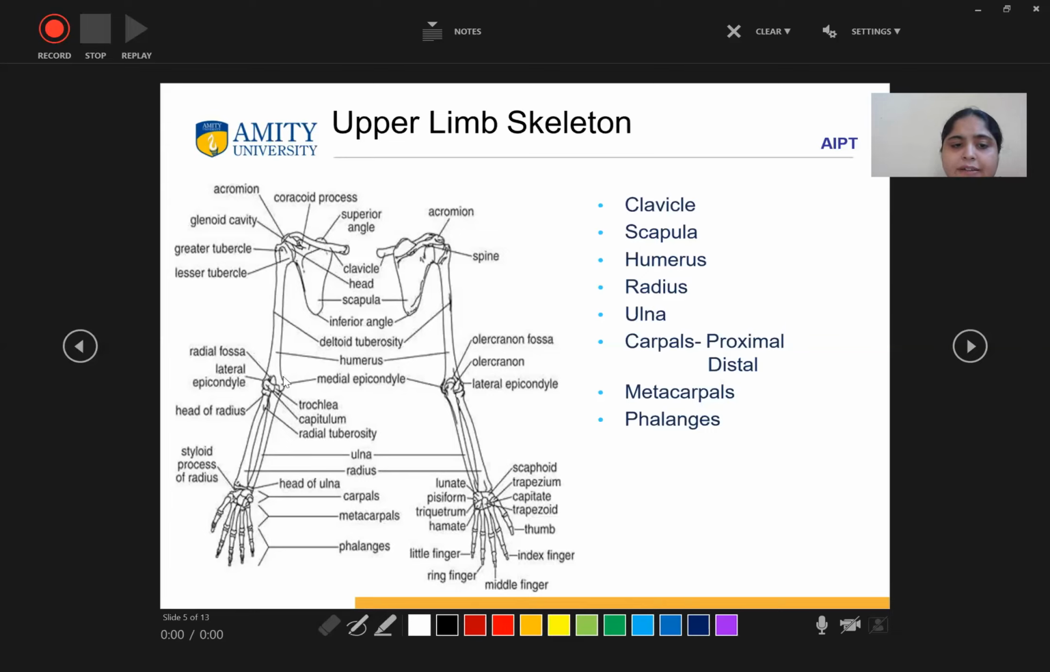On the ulnar side, you can see the head of the ulna being attached to the radius, and the head of the radius is proximally near the elbow joint, whereas the head of the ulna is near the wrist joint.